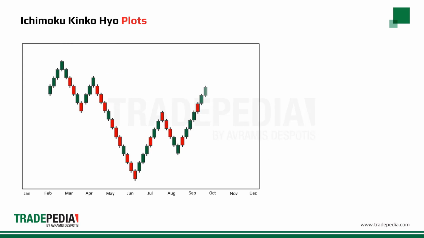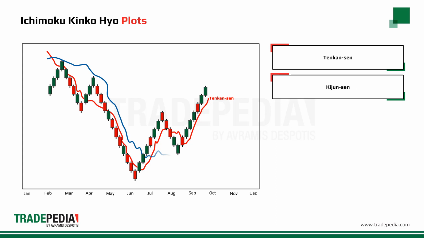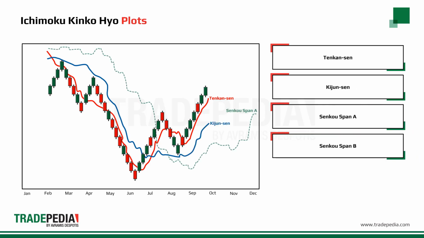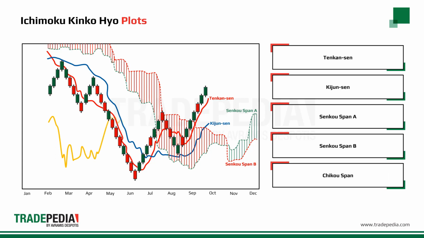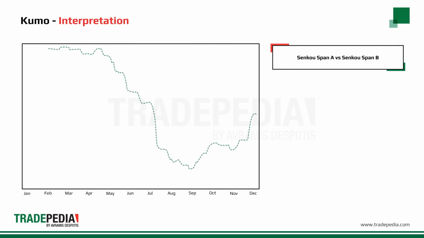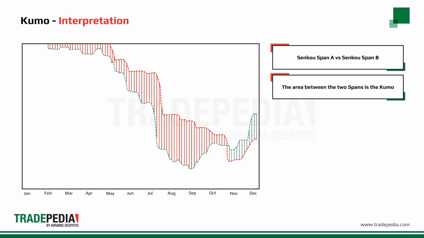Take a look at the plots on a chart. We have the Tenkan-sen, which is the closest to the price, and then we have the Kijun-sen. Senko span A together with Senko span B form the Kumo and is plotted 26 periods ahead of the last close. And the fifth plot is the Chiku span, plotted 26 periods behind the last close. The area between the 2 spans is the Kumo, or cloud.